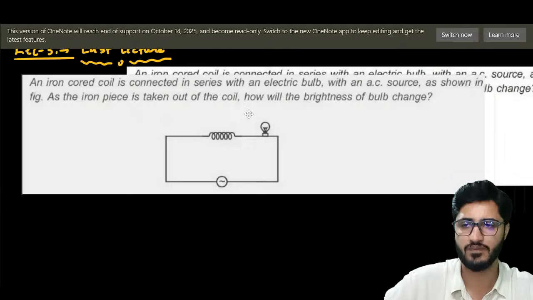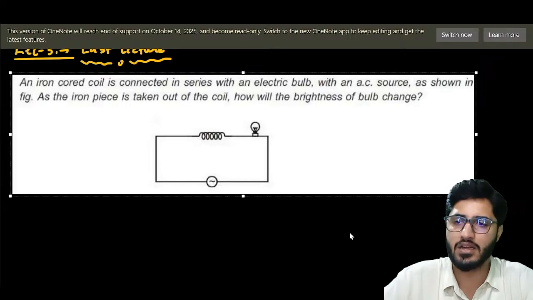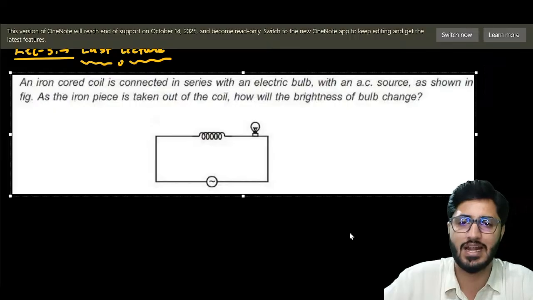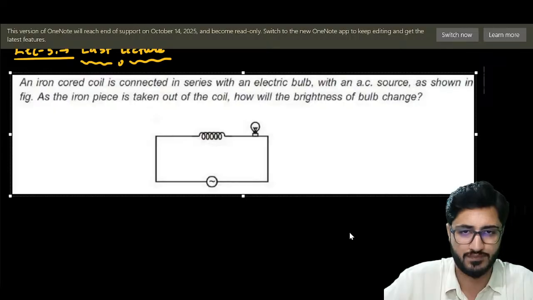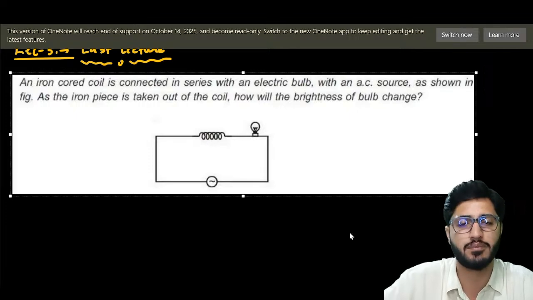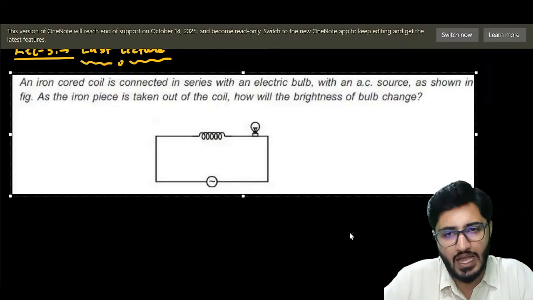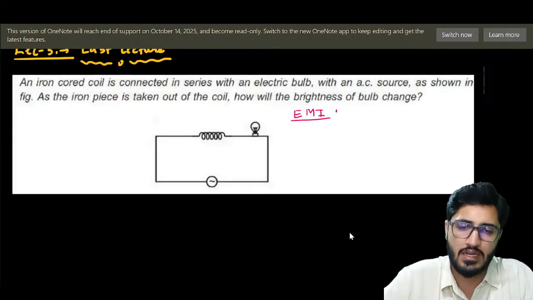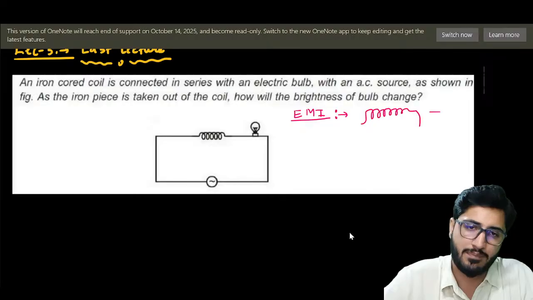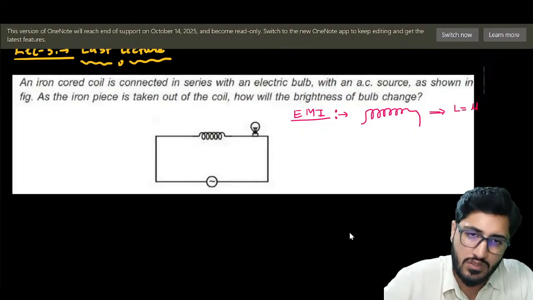Okay, this is my numerical. Let us read the numerical first. An iron cored coil is connected in series with an electric bulb and an AC source, as shown in the figure. As the iron piece is taken out of the coil, how will the brightness of the bulb change? To get its answer, we have to go back to the EMI chapter. In EMI, we concluded, if we have any sort of solenoid, what is its inductance? It is L equals mu naught N square by l into area.